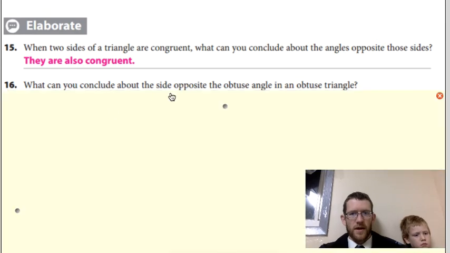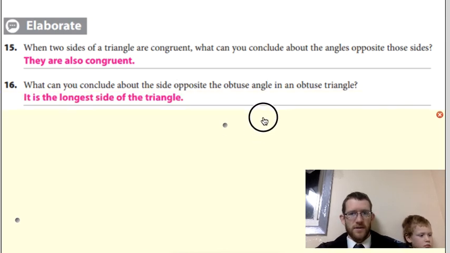What can you conclude about the side opposite the obtuse angle in an obtuse triangle? Well, if it's an obtuse triangle, that obtuse angle will be the largest angle. Therefore, that opposite side will be the largest one.